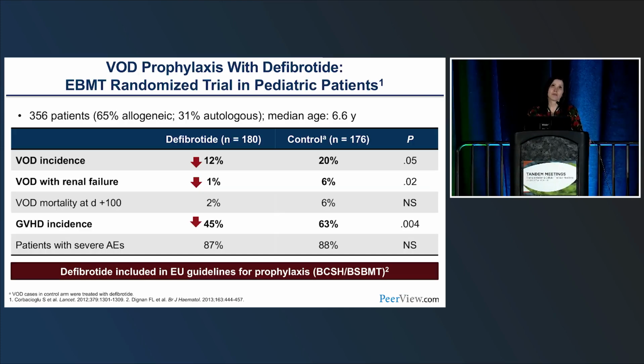And following up on the thought of prophylaxis, or trying to prevent VOD, we can think about the use of defibrotide. There was an EBMT randomized trial that was pediatric specific and enrolled a large number of patients. There were 356 pediatric patients, 65% allogeneic and 31% autologous. The median age in the population was about 6.6 years, and defibrotide compared to supportive care showed a decreased incidence of VOD, VOD with renal failure, so not just preventing it, but preventing the really serious VOD, and a decreased incidence of graft versus host disease. Based on these data, defibrotide was included in the European guidelines for prophylaxis as well.